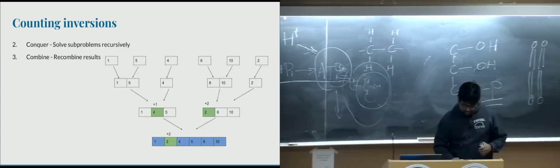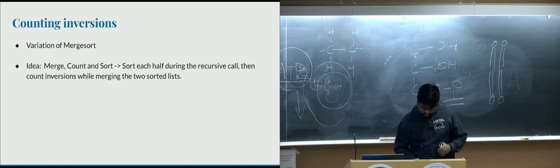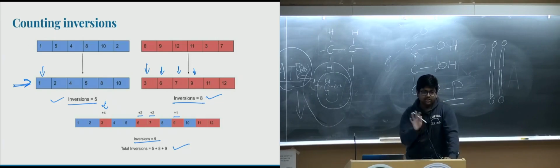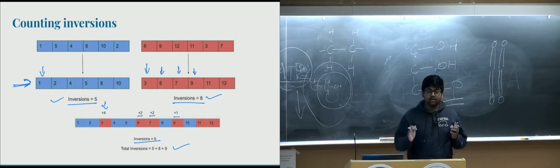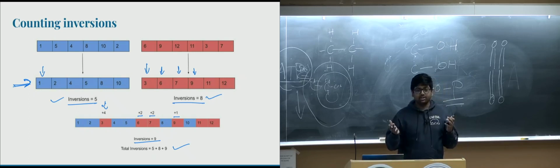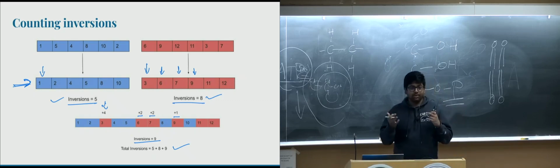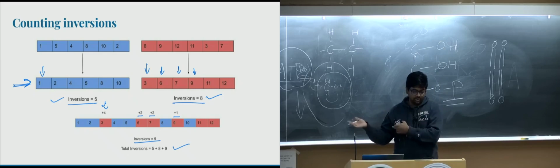Let me see if I can give you that intuition here. Let's assume two things. Let's assume that somehow we are able to get the number of inversions in the left array and the right array as well. So right now in left we know what the total number of inversions are. Same thing for the right one.